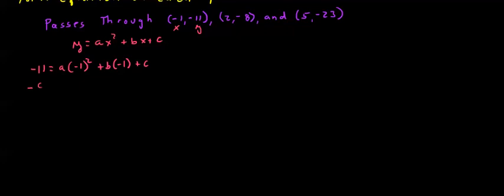Negative 8, second point, equals a times 2 squared, I don't need parentheses, plus b times 2 plus c, and lastly, negative 23 equals a times 5 squared plus b times 5 plus c.